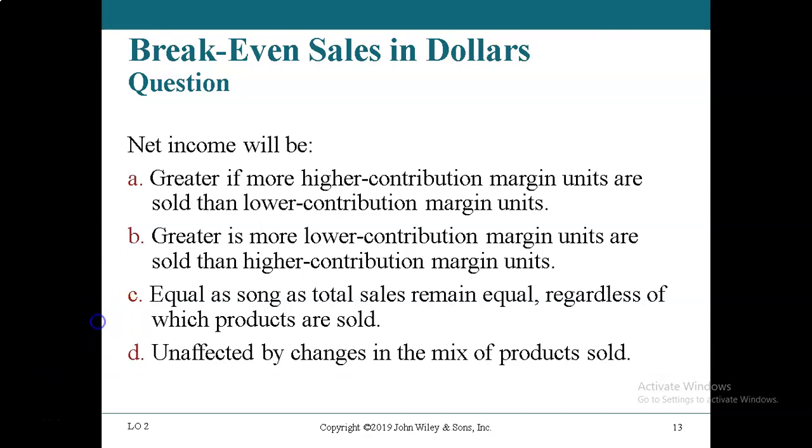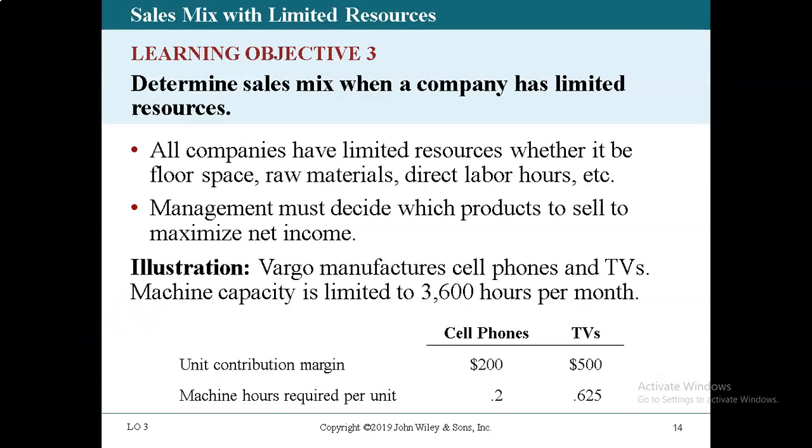Okay, so let's take a look at the next slide here. And here's a question. What is the contribution margin per limited resource? Okay, so here we have Vargo Manufacturing, and it looks like they're selling two products here, cell phones and TVs. Now, how long does it take to make one cell phone? 0.2 hours. How long does it take to make a TV? 0.625 hours.